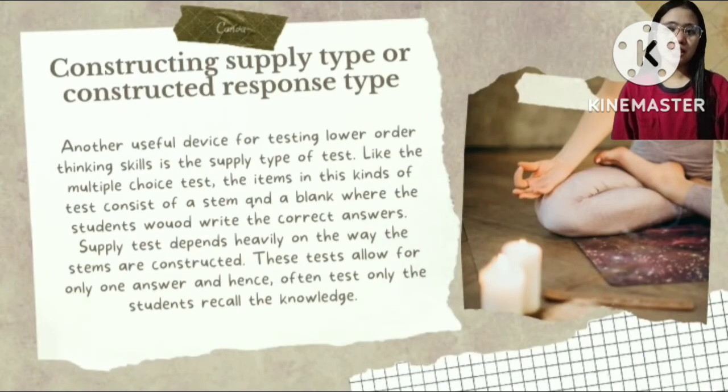So, constructing supply type or constructed response type. Another useful device for testing lower order thinking skills is the supply type of test. Like the multiple choice test, the items in these kinds of tests consist of a stem and a blank where the students would write the correct answers. Supply tests depend heavily on the way the stems are constructed. This test allows for only one answer and hence, of the tests, only the students' recall of knowledge is measured.